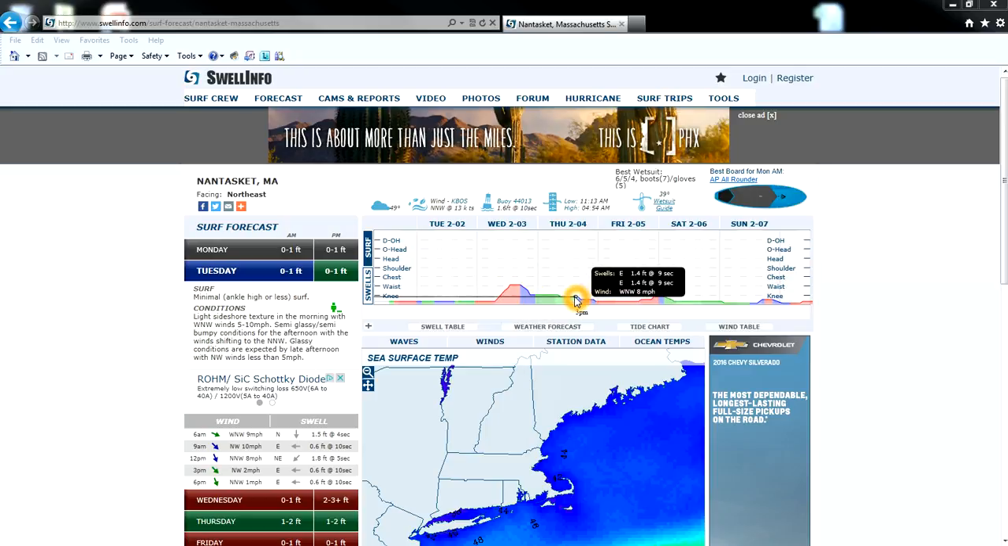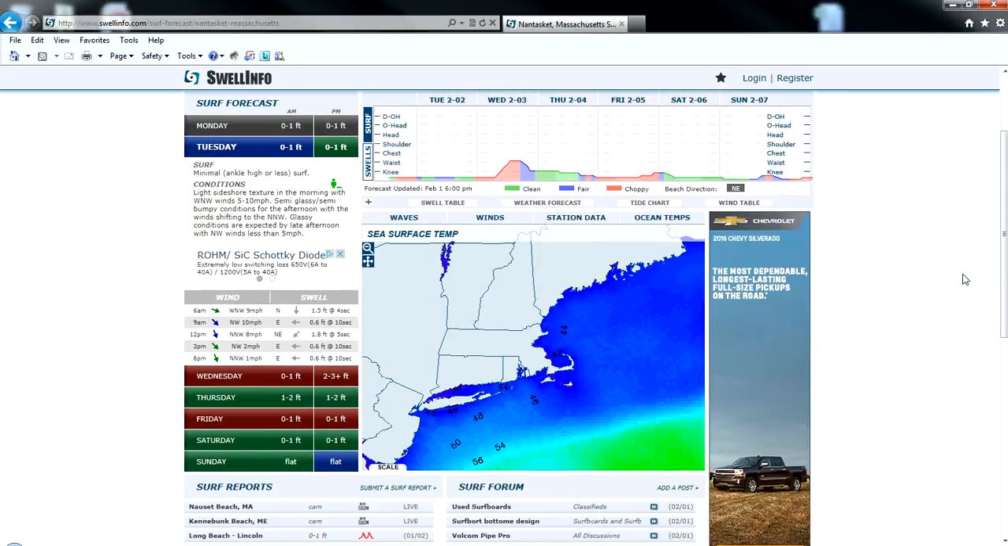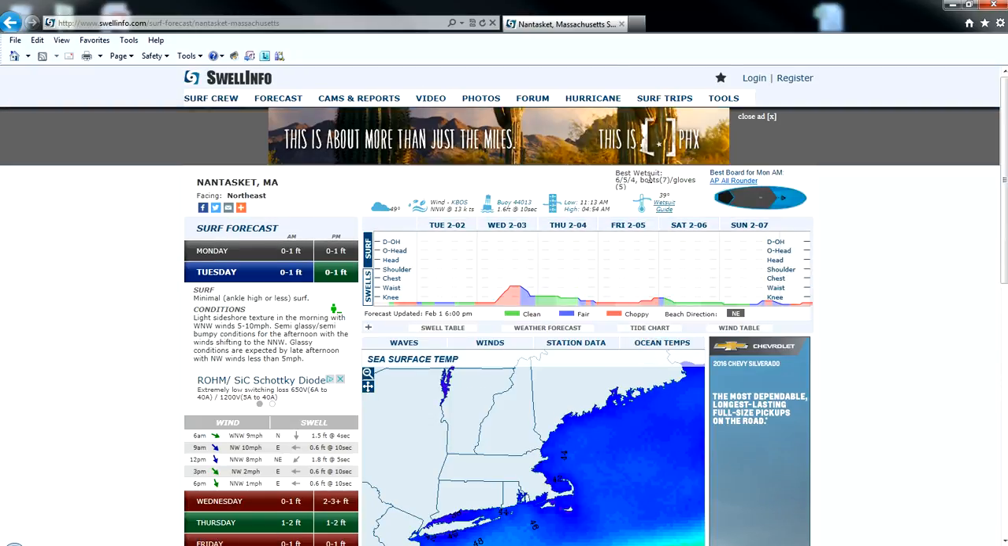This right here is the hourly swell graph, which shows you the height of waves and the wind direction at each hour throughout the day. On the side, they give you an overview of the conditions which the program determines given the wind direction and the swell height. Down here, they use the sea surface temperature in order to give you a wetsuit recommendation.